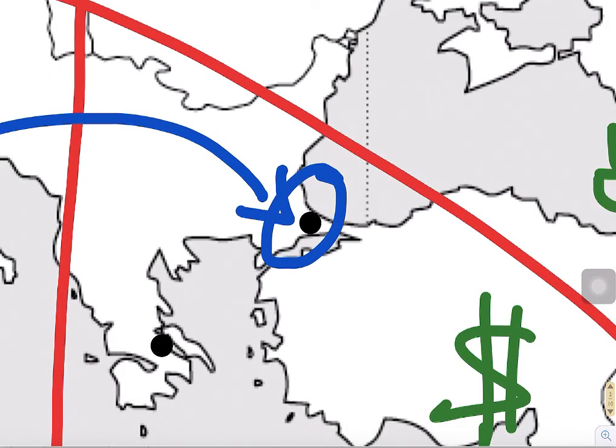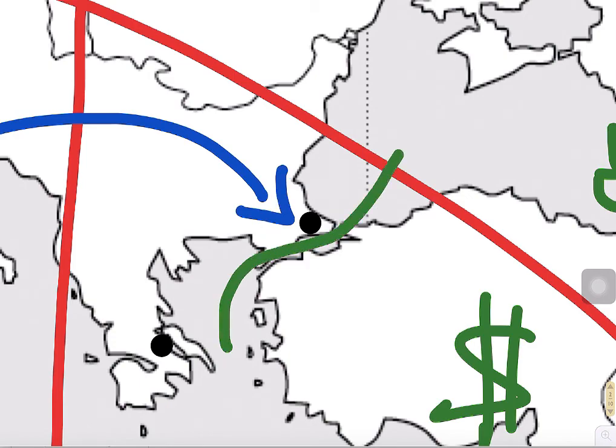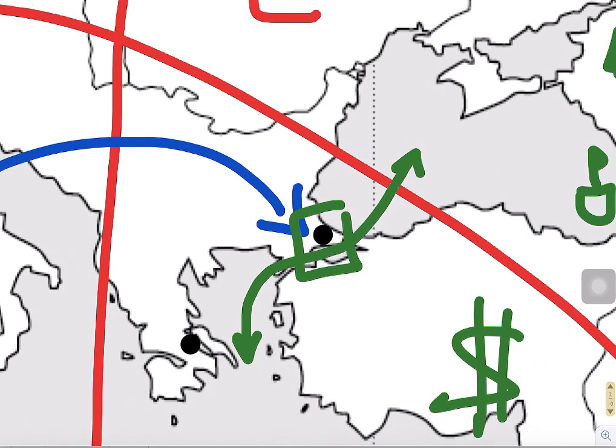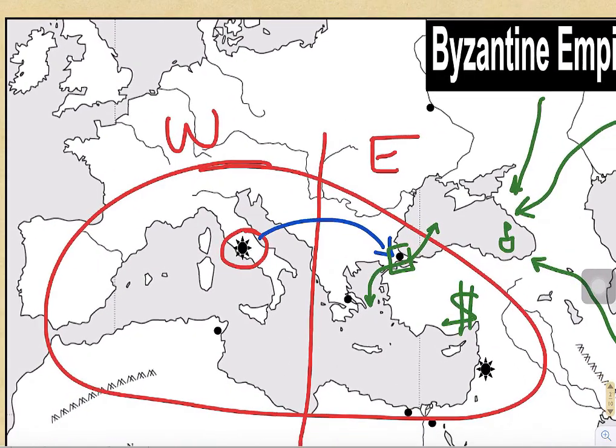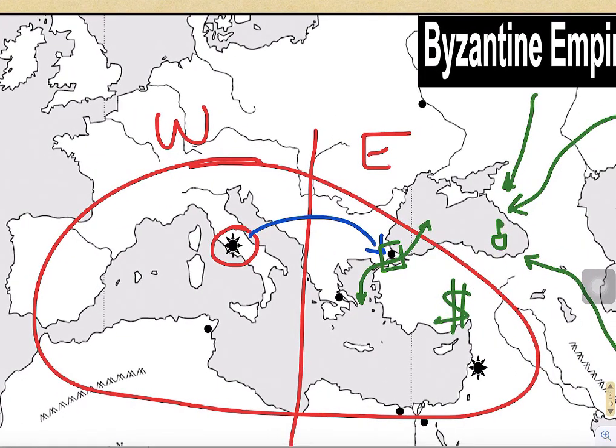And it is this Bosporus Strait. Let me zoom in. It's this Bosporus Strait that will really be the ticket for Constantinople. So controlling the Bosporus means you're controlling trade, which is obviously going to do a lot of great stuff for the people in the East. So the people in the East will be very happy.